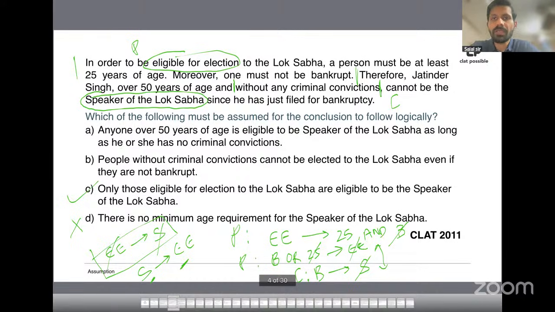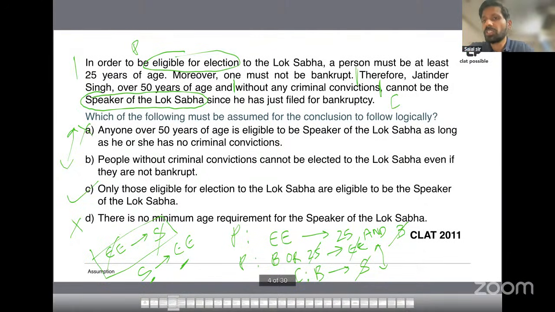And if you look at A and B, right? A says anyone over 50 years of age is eligible to be the Speaker of the Lok Sabha as long as he has no criminal conviction. It just misses the point because it does not talk about bankruptcy at all. This is saying that if you are over 50 years of age and you have no criminal convictions, you are eligible to be the speaker. That is contradicted in the passage because the bankruptcy factor is also there, right? So A is out.